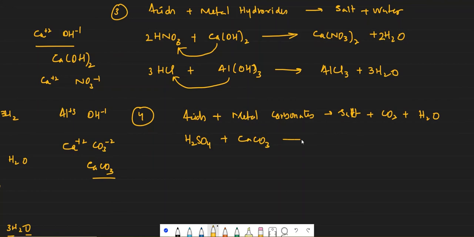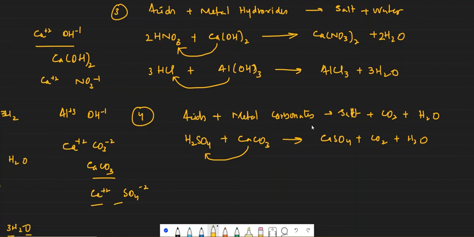Now metal will hit the negative ion of the acid. Calcium is plus 2. Okay. And the sulfate is SO4 minus 2. So calcium sulfate will be formed, which will be CaSO4. And along with that, carbon dioxide and water will be formed. The equation is already balanced. So that's how you react acid with metal carbonate.